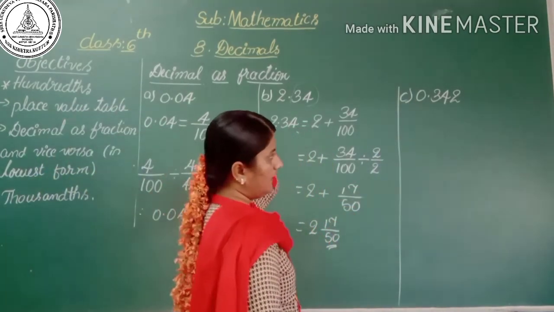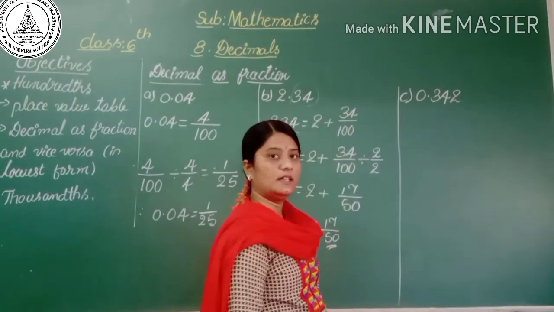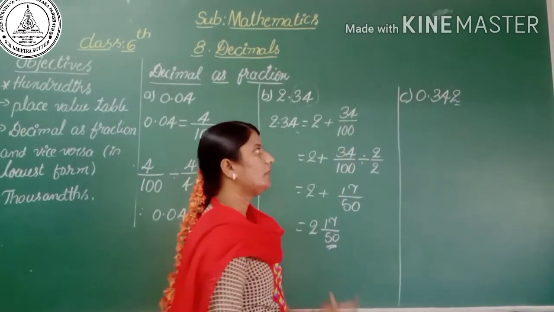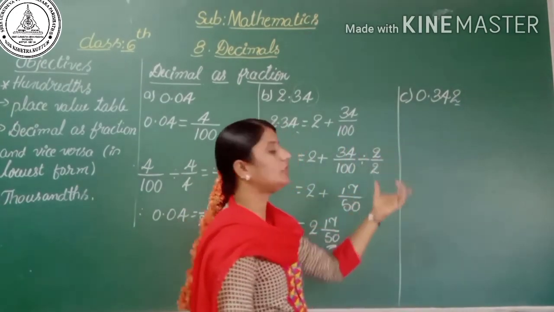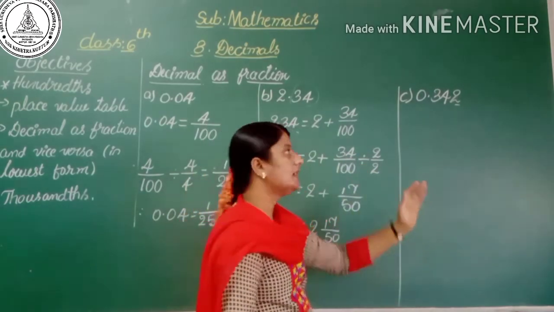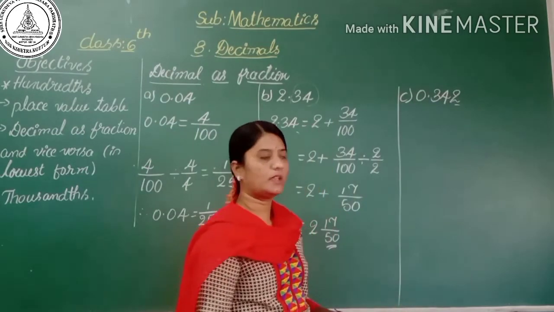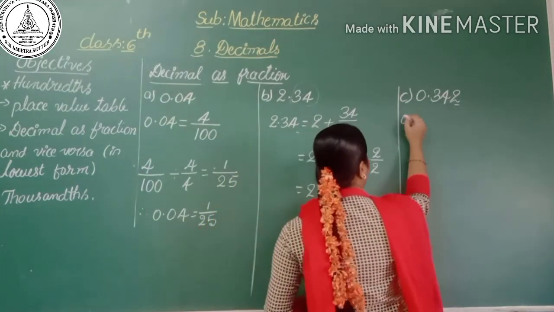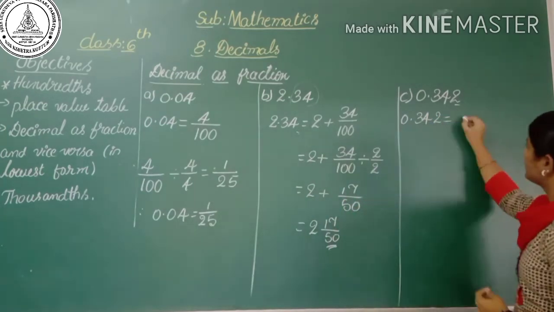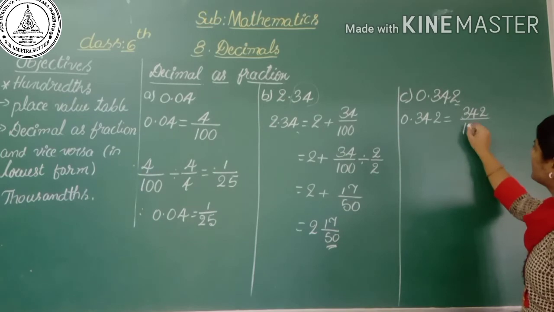0.342. So we can read it as 342 thousandths. Right. So here the last place is the thousandths place. So we can say it as 342 thousandths. It means in the thousandths squares they shaded 342 squares. Okay. Yes. Now write here 0.342 is equal to 342 thousandths.